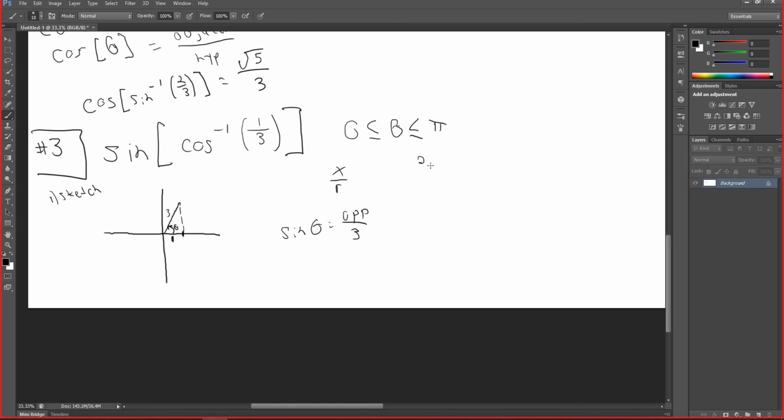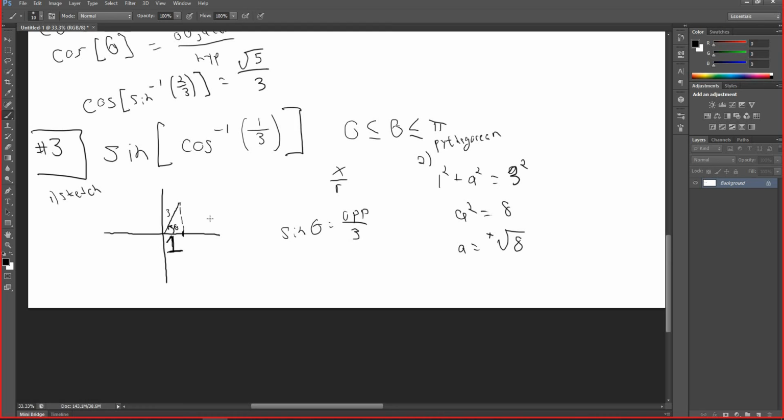1 squared. Yep. Plus, we're going to call it a squared. 1 squared plus a squared equals 3 squared. So step 1 should always be sketching it, step 2 should always be painting it. So then this is going to give us a squared is equal to 8. A is equal to, since we're in quadrant 1, a positive square root of 8.